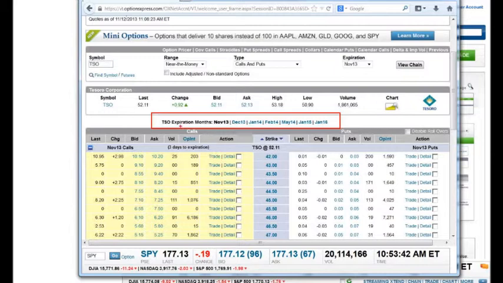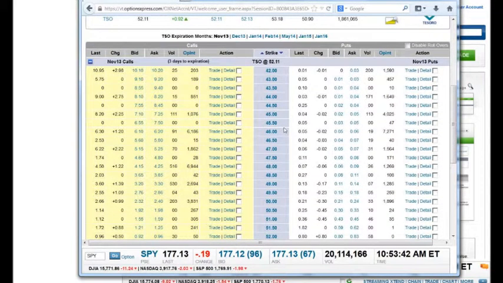Now, the months till expiration are going to vary from stock to stock. Tesoro here, fairly heavily traded. It's got a lot of months. Some of the stocks that don't get a lot of volume during the day, usually their options are going to have light volume as well, and you're going to have less months till expiration. You're going to have less strike prices and things like that. Okay, now, so those are the different months till expiration, and again, they can vary from company to company.